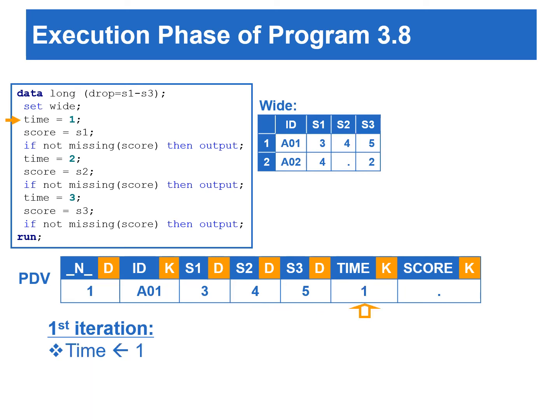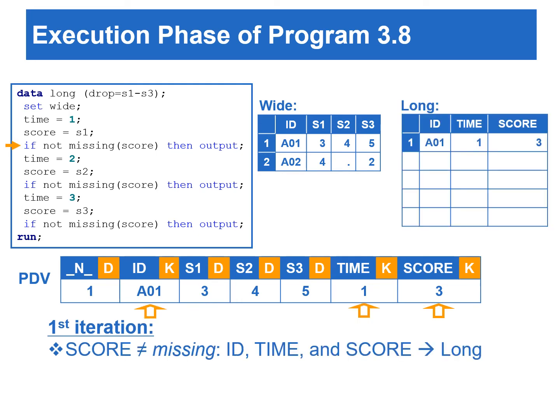The time variable is assigned with value 1. The score variable is assigned with the value from the S1 variable, which is 3. Since the score variable is not missing, SAS copies the variables that are marked with K from the PDV to the output dataset. Notice that variables S1 to S3 are marked with D, because these 3 variables are specified in the drop equals dataset option in the data statement.